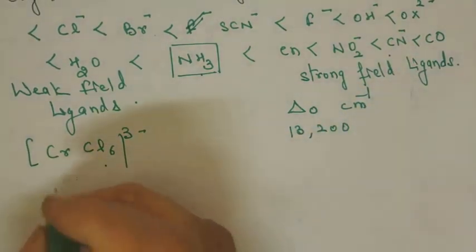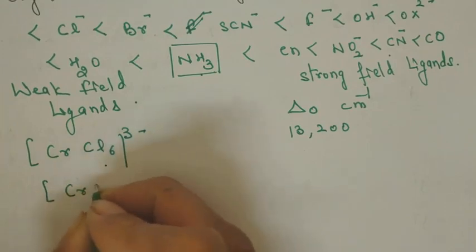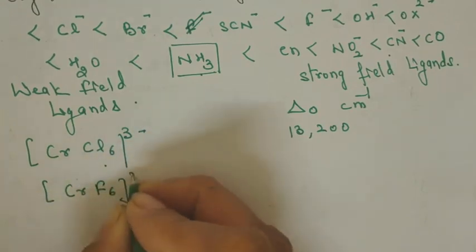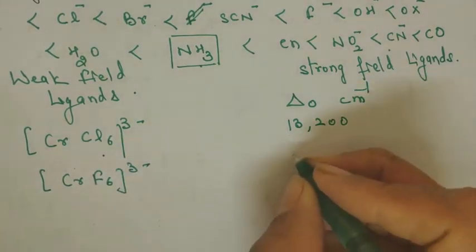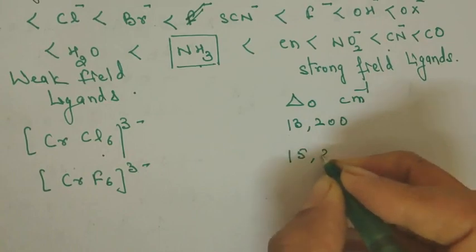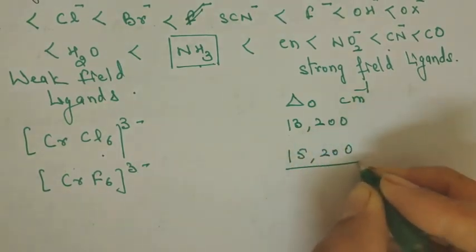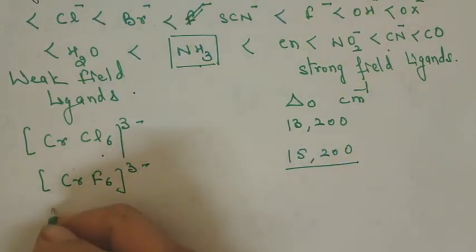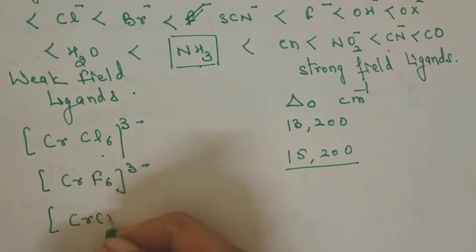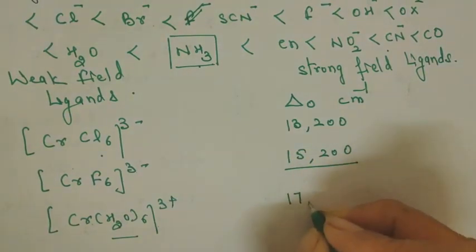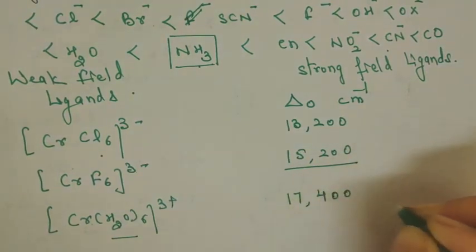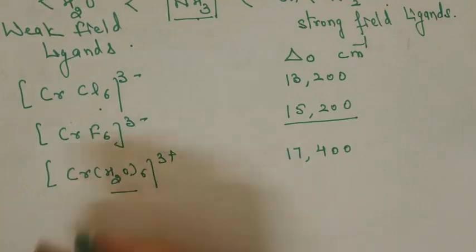If I replace this ligand by, let us suppose, fluoro. Fluoro is a stronger field ligand in comparison to Cl. This will cause more crystal field splitting. The value of delta naught will become 15,200. So it will cause larger splitting. Let us suppose in place of this now water is present. Water will cause splitting by 17,400 centimeter inverse.